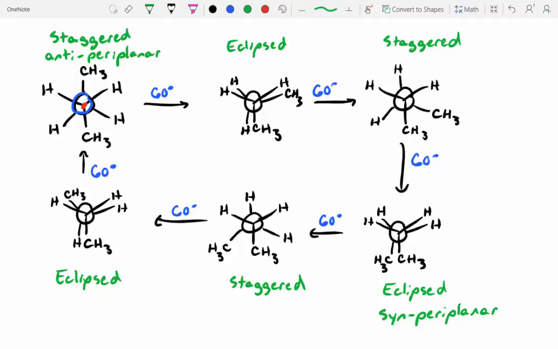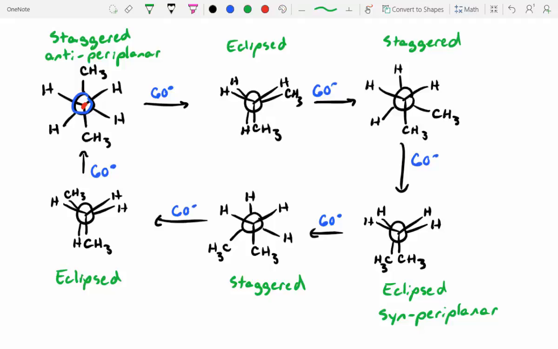Anti-periplanar is where those methyl groups are pointing in opposite directions. Syn means they're pointing in that exact same direction. All right, now we've got a tricky thing to do. We've got to assess the stability of all of these different conformations. This takes a fair amount of work.